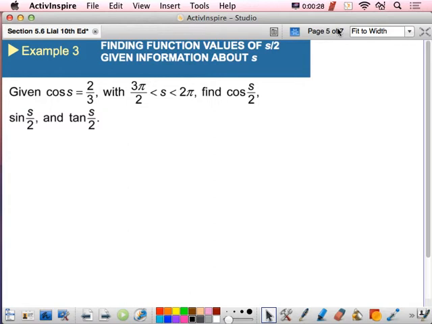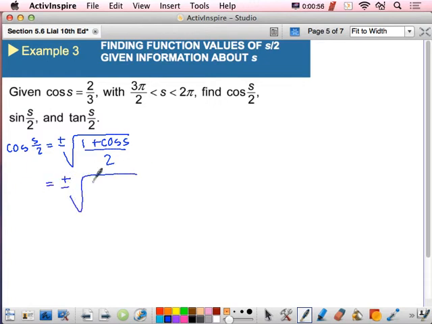So let's just start at the beginning and try to find the cosine of half of S. Cosine of half of S is always going to equal plus or minus the square root of 1 plus the cosine of whole S, all over 2. That's just my formula, switching my A's to S's. I was given whole S, so plus or minus the square root of 1 plus 2/3, all over 2.